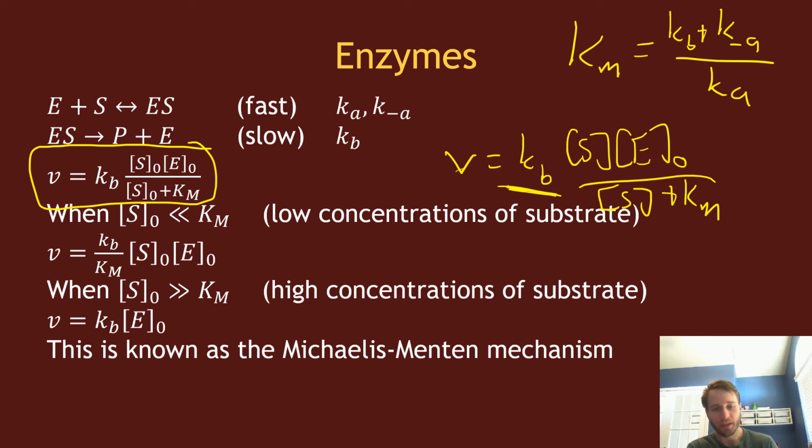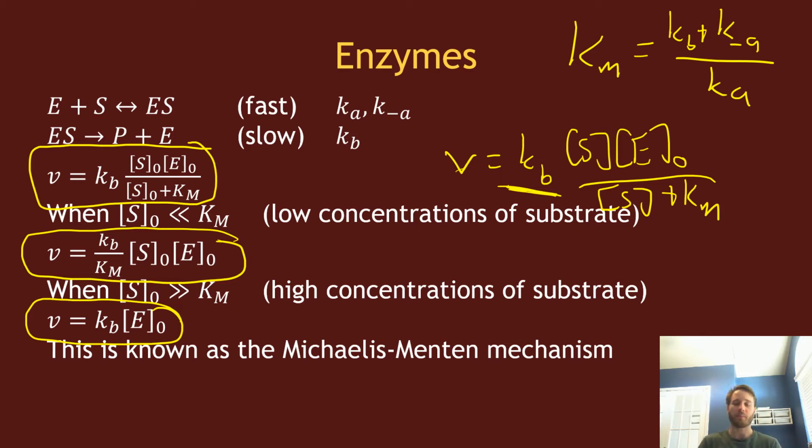And so in the case of low concentrations of the substrate, this rate law simplifies down to this expression, which is first order in both the concentration of the substrate and the initial concentration of the enzyme. But for very large concentrations of the substrate, it simplifies down to where the rate is just dependent upon the concentration of the initial enzyme and how fast that enzyme can form product, right?